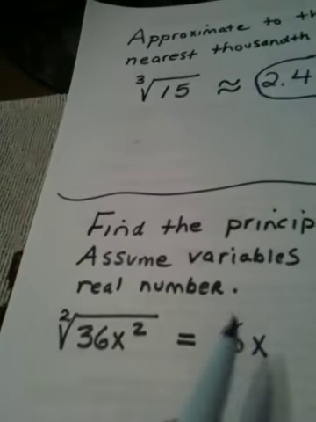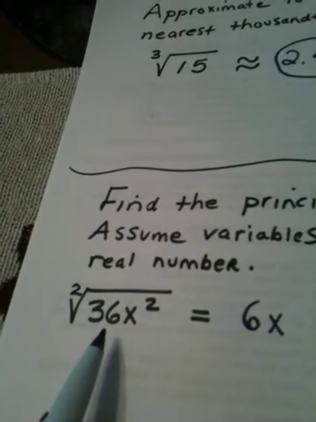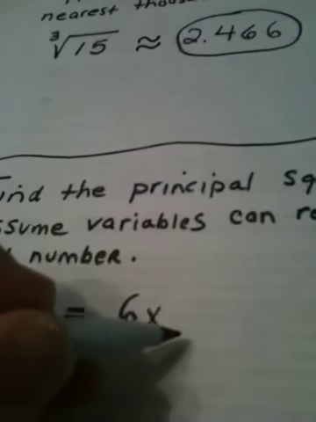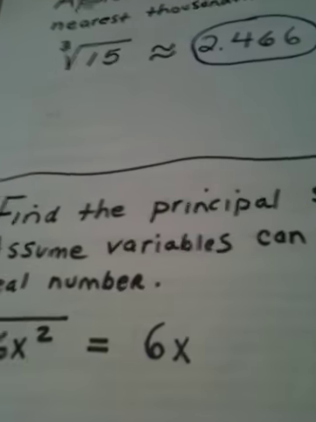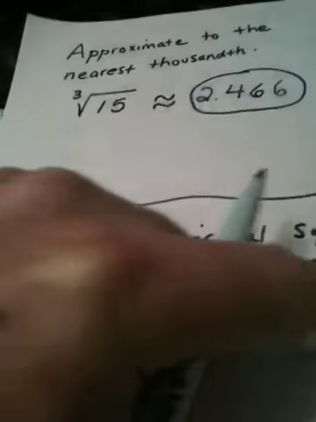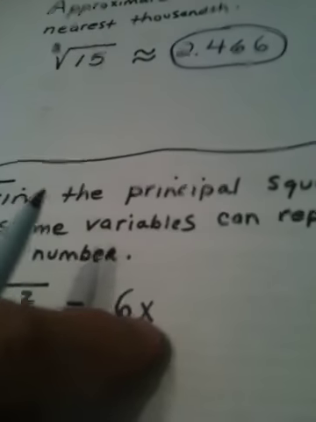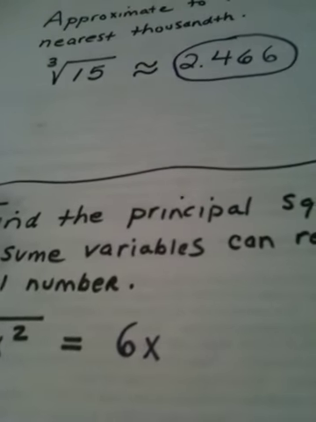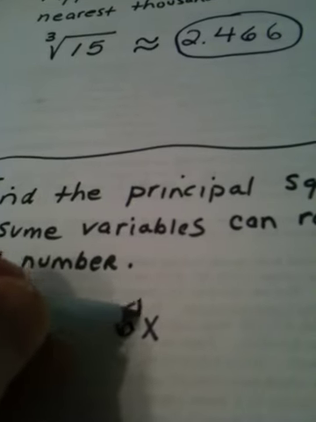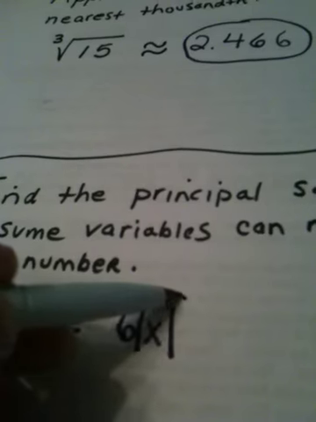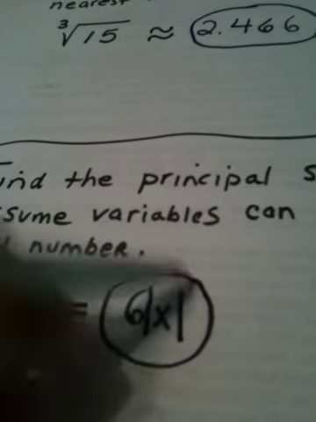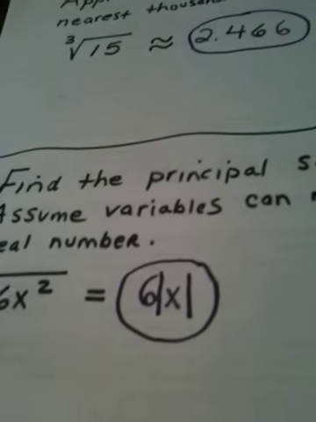Now, 6x times 6x would give me 36x squared. But the reason this answer is not completely correct, remember when you have a square root, answers have to be positive. Well, in this problem it said variables might be negative. I can't leave x in my answer because that could be a negative number. So the way I correct it is by putting absolute value bars on it. So the correct answer to this problem is 6 times the absolute value of x.